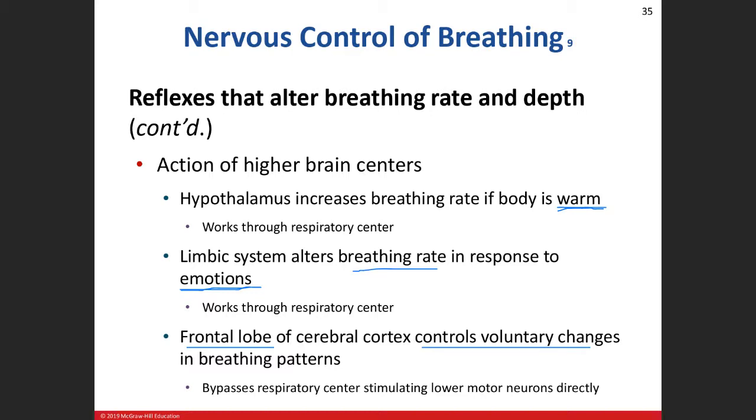The frontal lobe can bypass the respiratory center and go directly to the lower motor neurons. For example, the phrenic nerves and the intercostal nerves, and some of our other lower motor neurons too, that will help affect some of the accessory muscles to take a deep breath in. Okay?